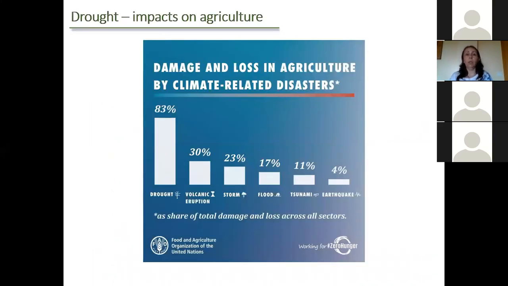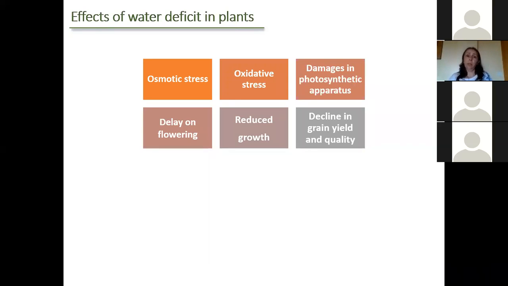So drought also has high impacts on agriculture. According to FAO, drought is in first place of damage and loss in agriculture by climate-related disasters, counting 83% of these losses when compared to the other kinds of stresses that crops are suffering. So the main effects of water deficit in plants are those related with osmotic stress and oxidative stress, also damage in the photosynthetic apparatus, some delay in flowering, reduced growth, and of course the decline in grain yield and quality.